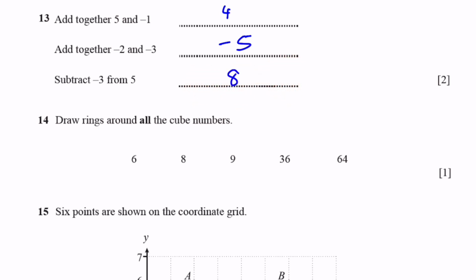Question 14. Draw rings on all the cube numbers. So 6 is not a cube number. 8 is a cube number because 2 cubed equals 8. 9 is not a cube number. 36 is not a cube number, and 64 is a cube number because 4 cubed is 64. So you can draw rings on 8 and 64.